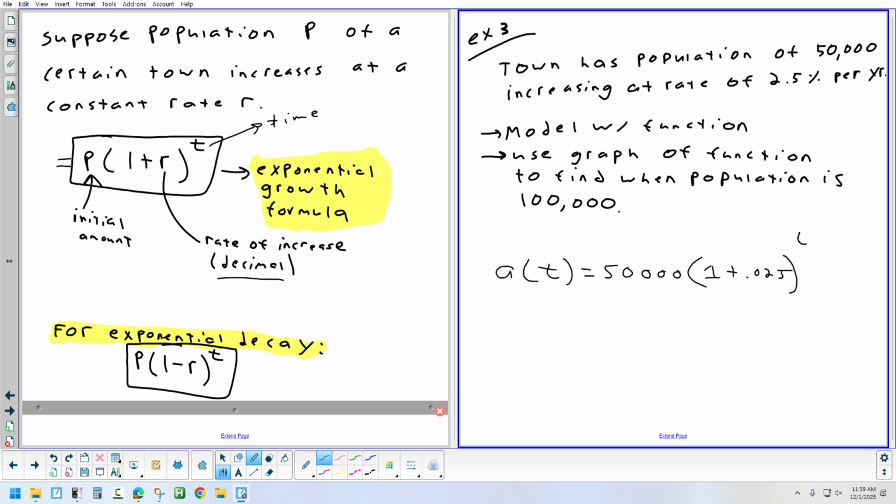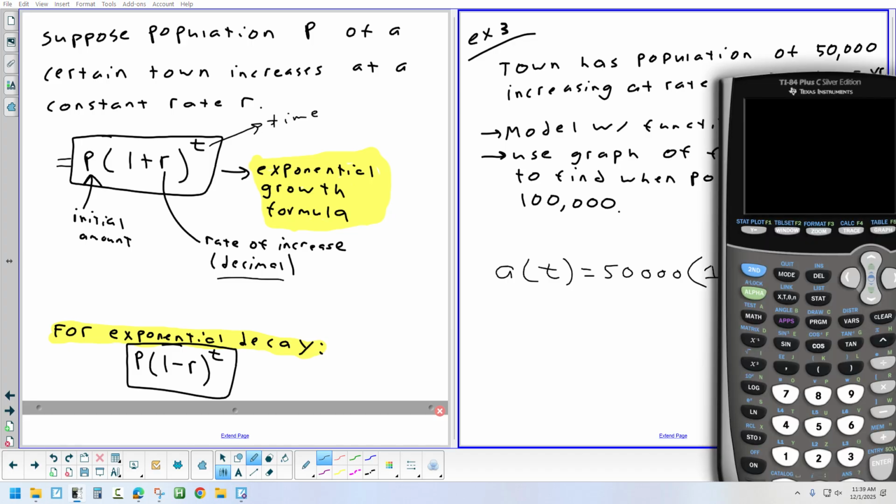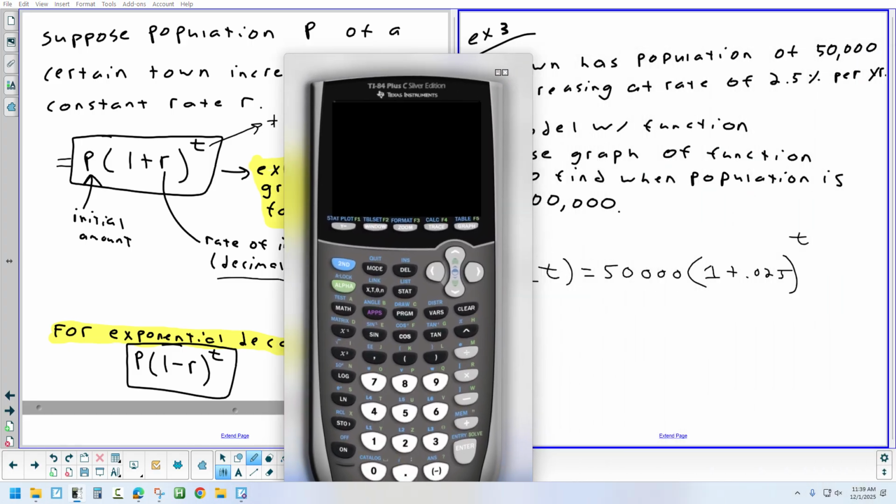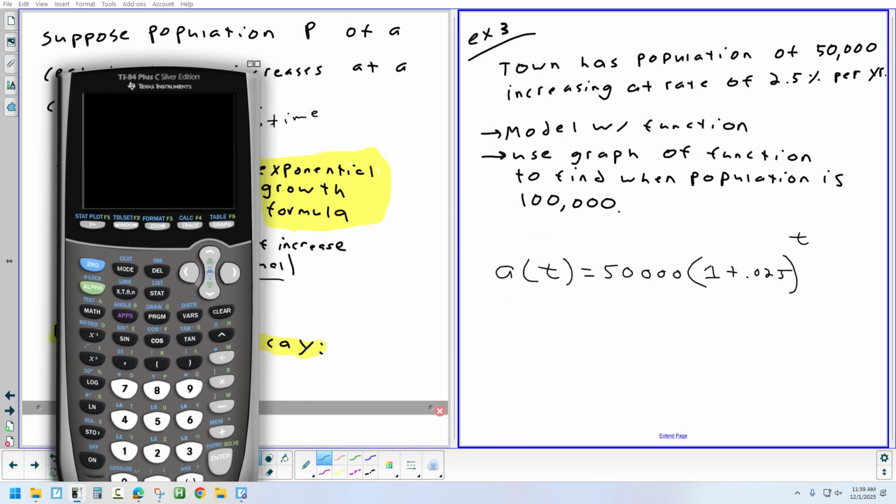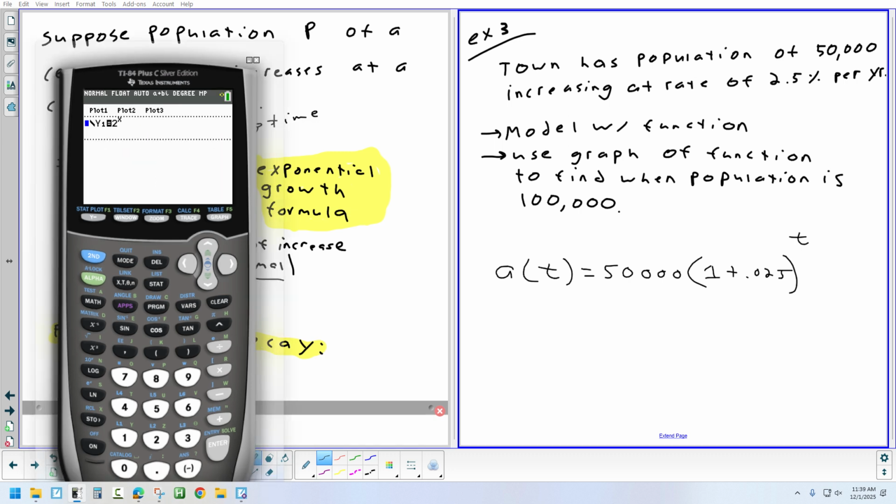And they didn't say, like, find the population after 7 years. If they said something like that, then I would have filled in a 7 for the time. But the question in this problem isn't about finding an amount of people. It's about finding an amount of time. So find when the population reaches 100,000. All right, well, let's graph what we have first, because it says use the graph, so we need a graph.